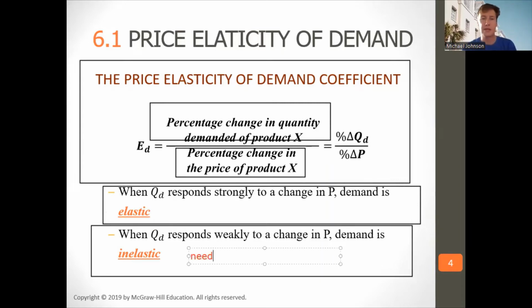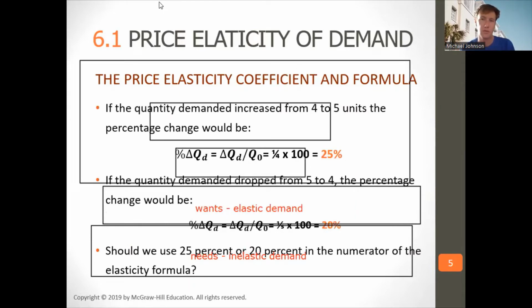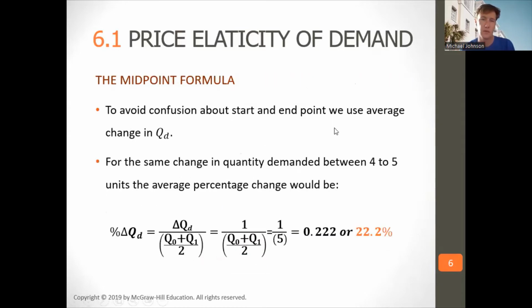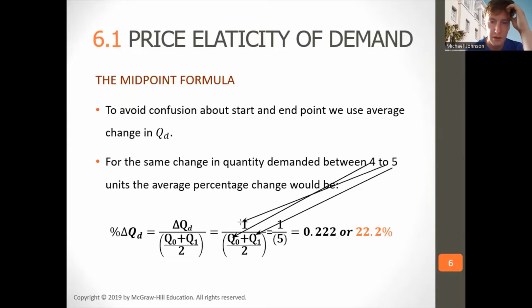So these are more for needs. So needs are inelastic. And then wants are more elastic demand. So what we have to do to calculate it is we have to use the midpoint method. So in this case, 4 would go here, 5 would go here, and then you take the difference between 4 and 5, which is 1, and you put it there. So this would be the change. So from 4 to 5, and then 4 would go here, and then 5 would go here. And then you get 22%.